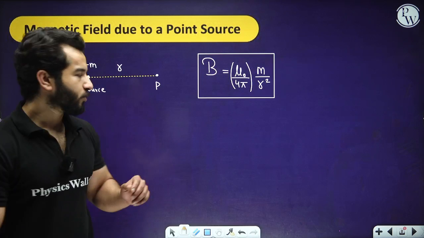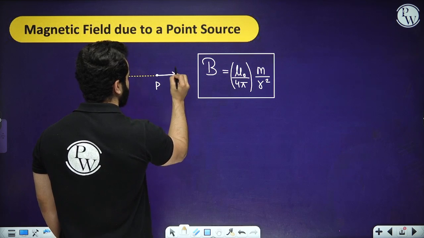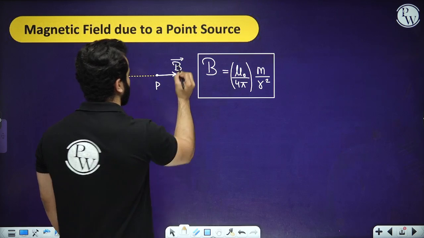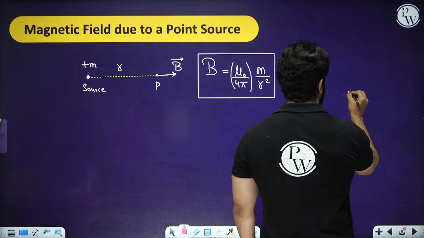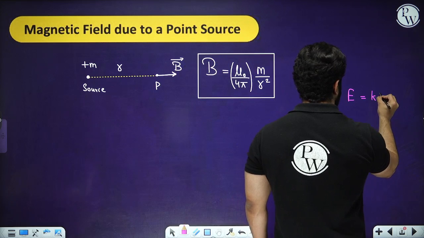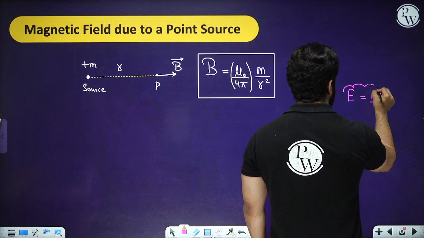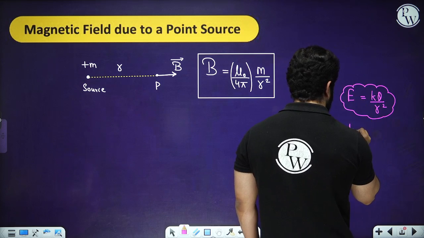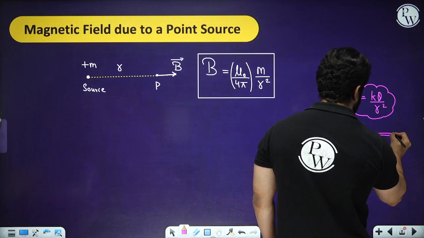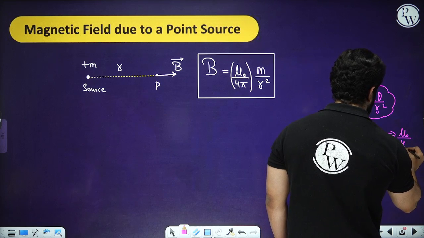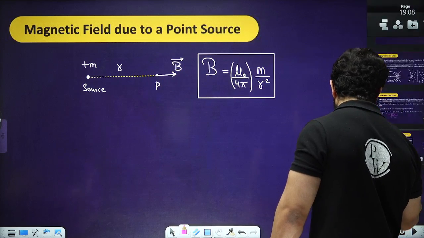And the direction you can find out. If it is plus m, the direction of the magnetic field at this point is going to be something like this. All right, so this is very, very important, and again analogous to what you have seen for electric field. Electric field was k q by r square. So every time you talk about magnetic field, k, that was 1 upon 4 pi epsilon naught, will in this case become mu naught upon 4 pi, where mu naught is the permeability of free space, right? So hopefully everything is clear till this point.